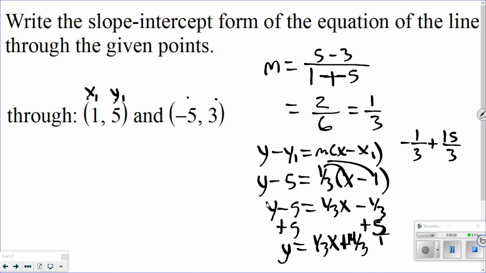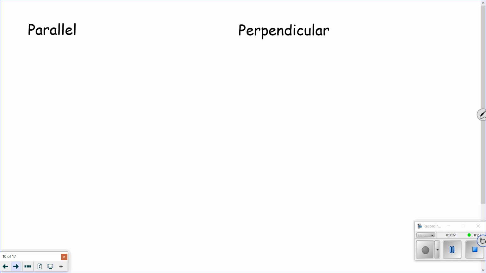Now, the other thing we're going to cover today is what it means for two lines to be parallel and what it means to be perpendicular. Well, if two lines are parallel, they're going the same direction. If they're going the same direction, that means they have, we shared this in your notes, parallel lines, that means they have the same slope. So if your two lines are parallel, you know that they have the same slope.